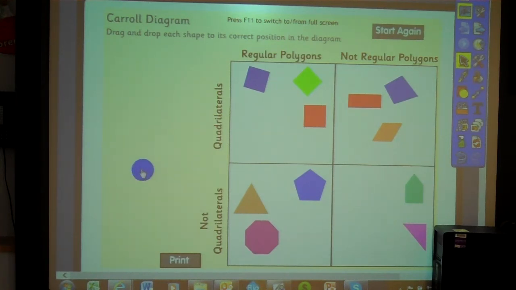And then last of all, how many sides, how many edges on a circle? Well, there's 1. So it's not a quadrilateral, and I think it's not regular, and I am correct. Although that's a tough one to explain.